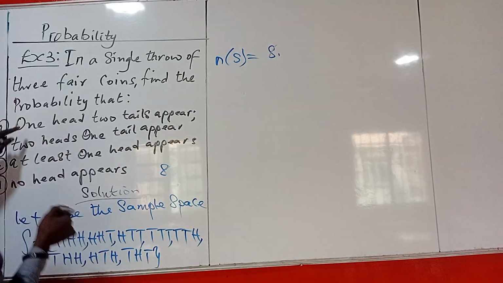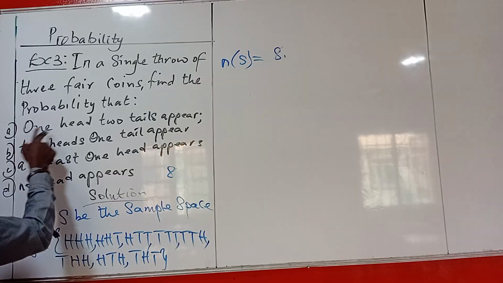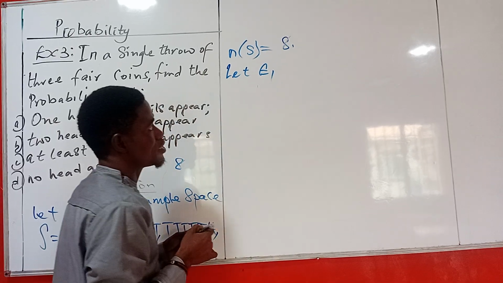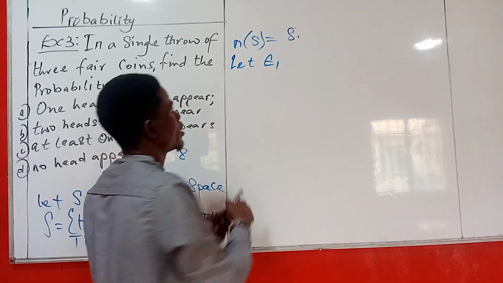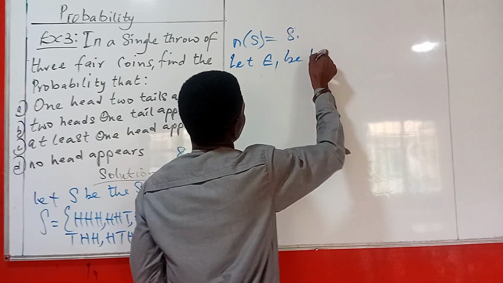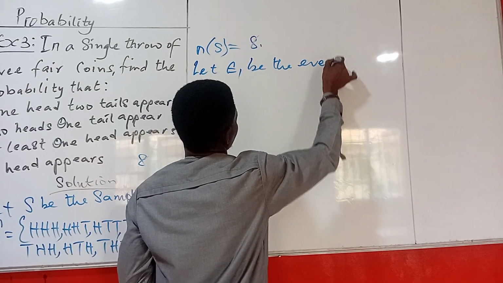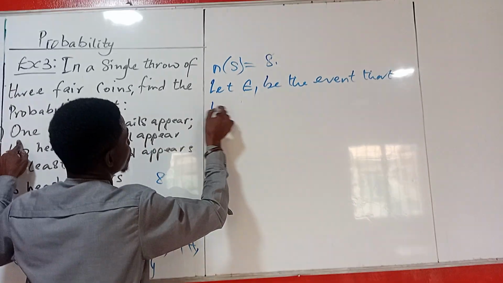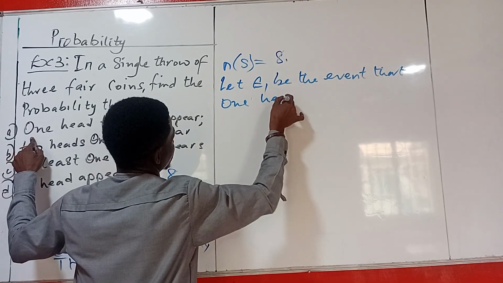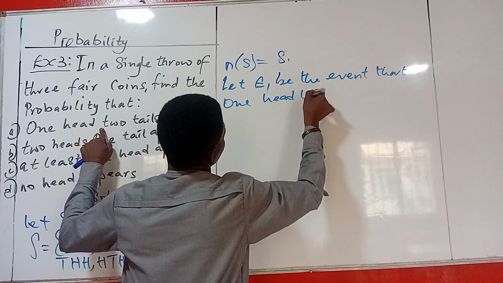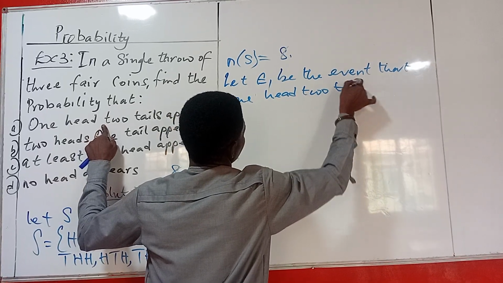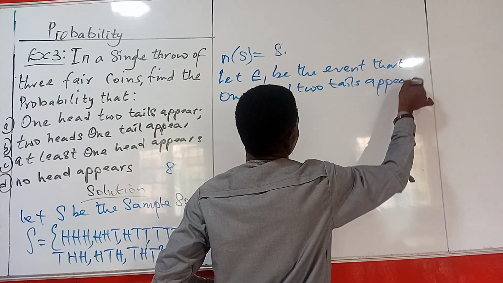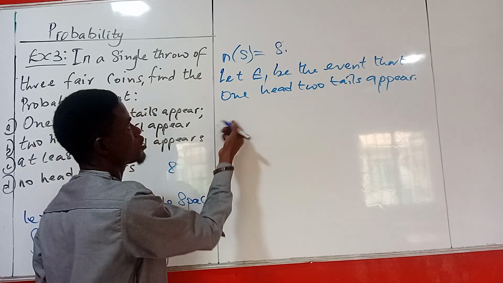Okay, and the question says 1 head, 2 tails. So you let E1, that is, you represent it by any variable of your choice, be the event that 1 head, then 2 tails appear. Now, what is the probability?